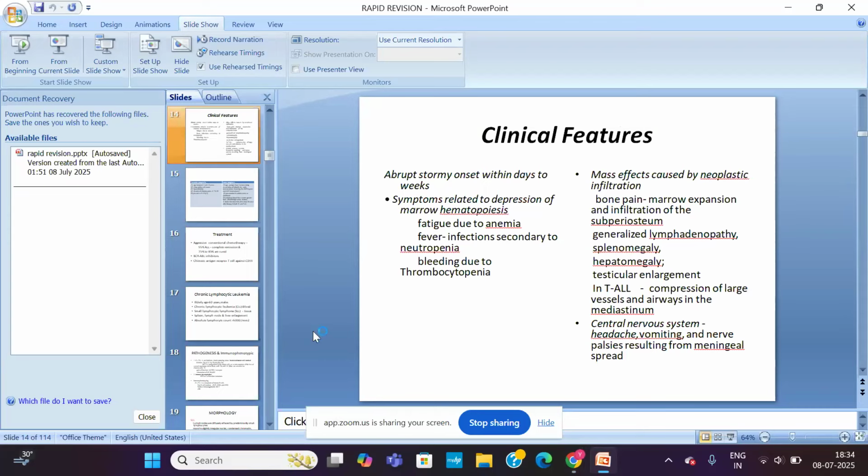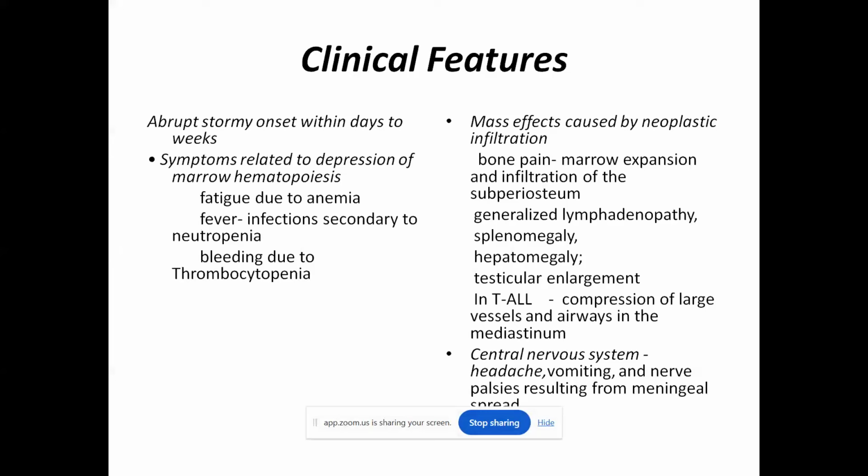So the ALL cells will be infiltrating the bone, producing bone pain. Apart from that, the ALL cells will be infiltrating the testis, producing testicular enlargement. And the T-ALL, because they are produced in the mediastinum, are seen in the mediastinal region, and they will produce compression of the large vessels and airways in the mediastinum. When the ALL cells infiltrate the meninges, they produce headache, vomiting and nerve palsies. So meningeal spread can be there. These are the clinical features of the ALL.